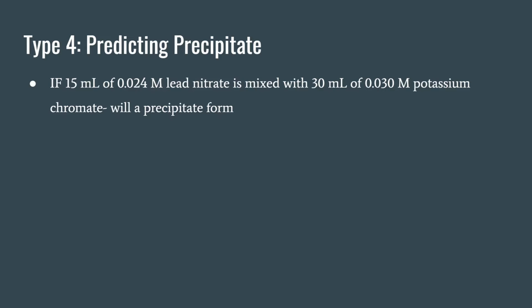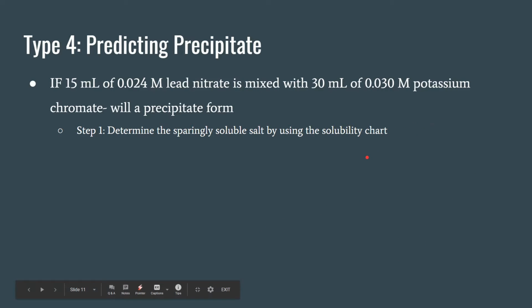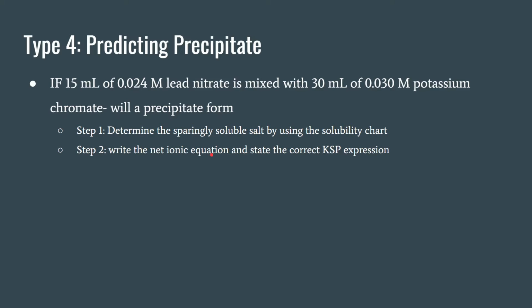Now, it's important when looking at this question to have a format laid out before you so that you know which steps to take before which ones. So here, we're going to start off with step 1, determining the sparingly soluble salt by using the solubility chart. Before we do that, you write the net ionic equation for this type of question, and then from there you can determine it. Step 2, write the net ionic equation and state the correct KSP expression for the salt that you found. Step 3, determine the QSP value by finding the dilution concentration.